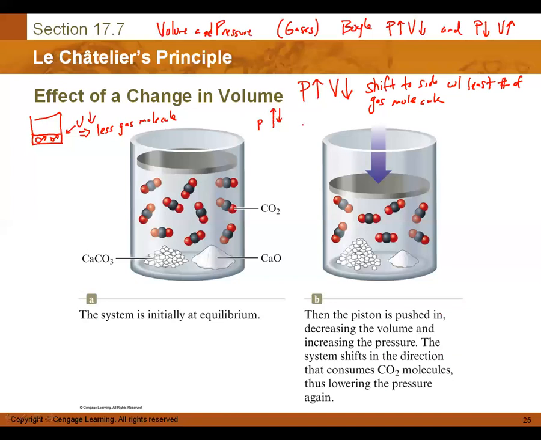Now, the opposite is true if we take the pressure down and the volume up. What's going to happen in that case is now our gas molecules have all this space to fly around in. And when the volume increases, the pressure will start to decrease. So the pressure will start to go down. So what we want to do is fix it by bringing it back up. The only way to bring it back up in that situation is we will need more gas molecules to fill this area. And it will shift to the side with more gas molecules.